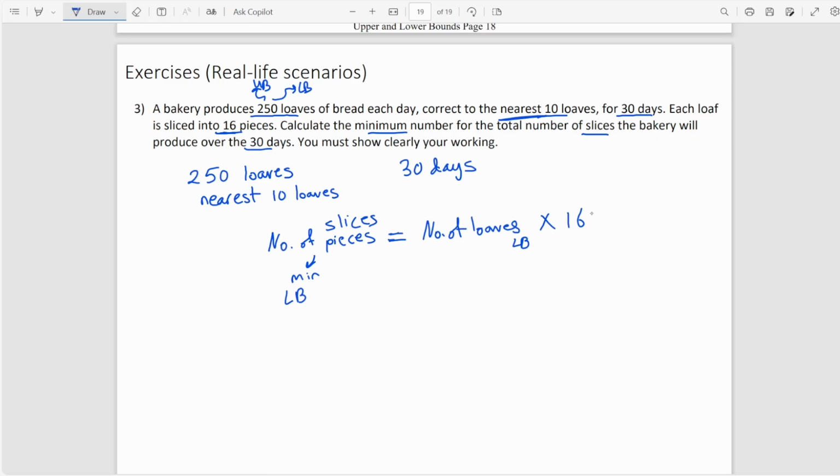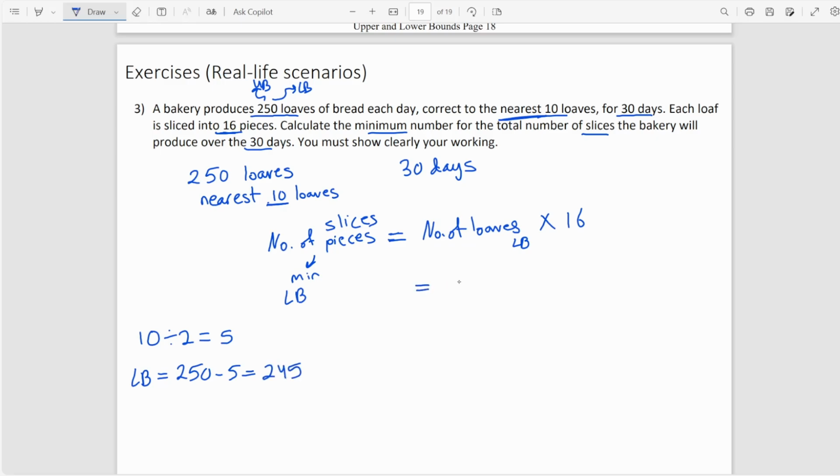Okay. But this 16 over here doesn't have an upper or lower bound. They never mentioned any rounding for it. They just said 16 pieces. So now let's find the lower bound for the number of loaves. So we have 250 loaves to the nearest 10 loaves. So we'll divide 10 by 2. We get 5. And so the lower bound is basically 250 minus 5, which is 245.